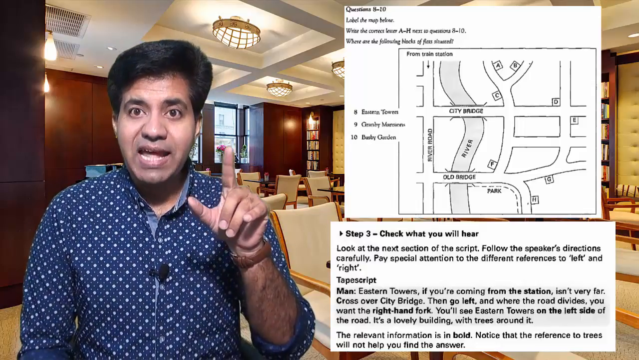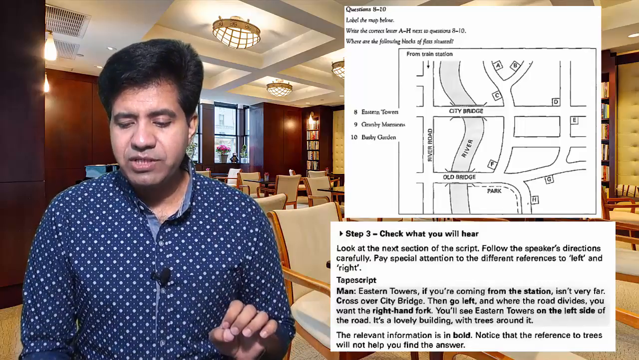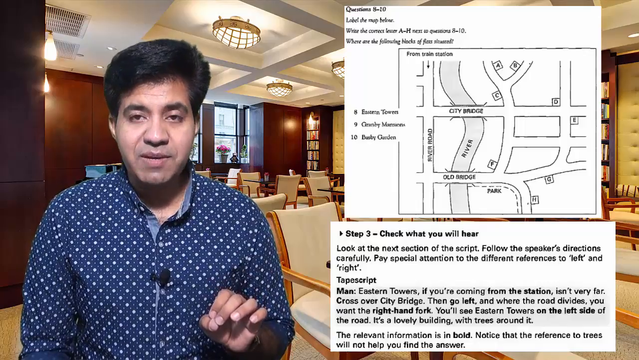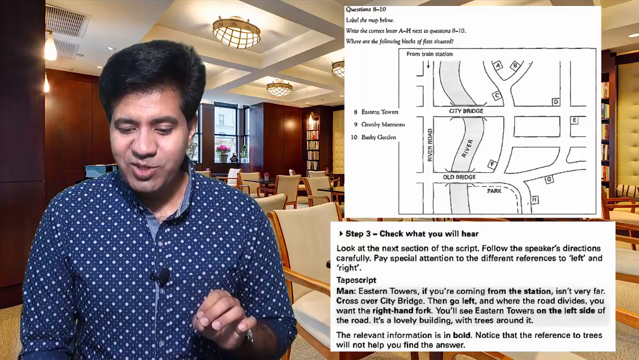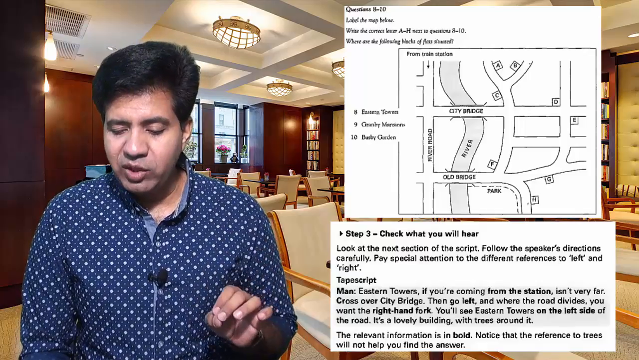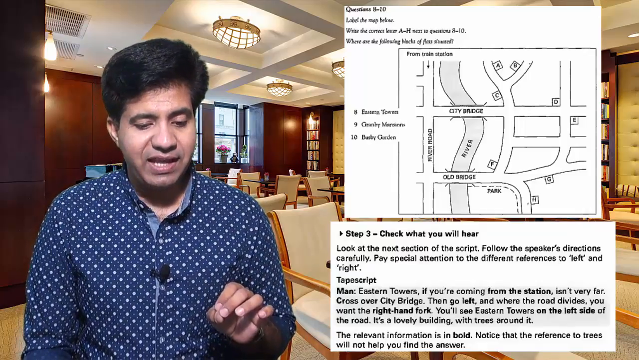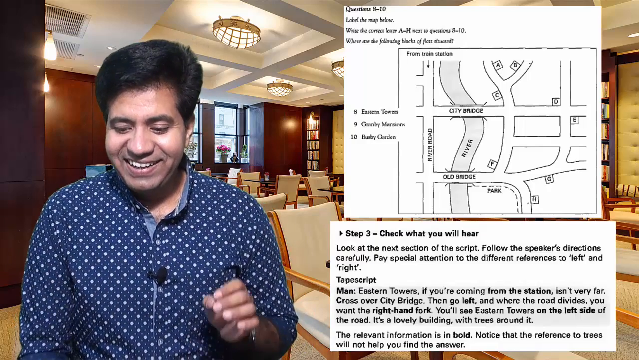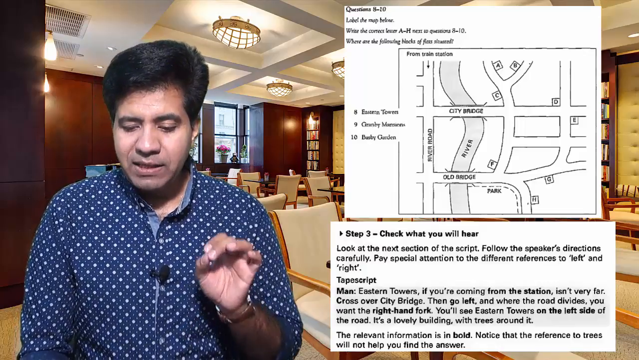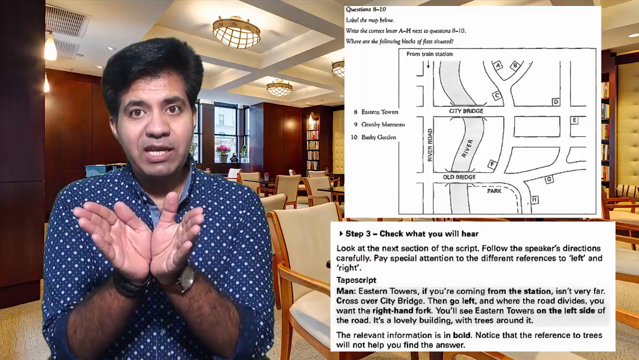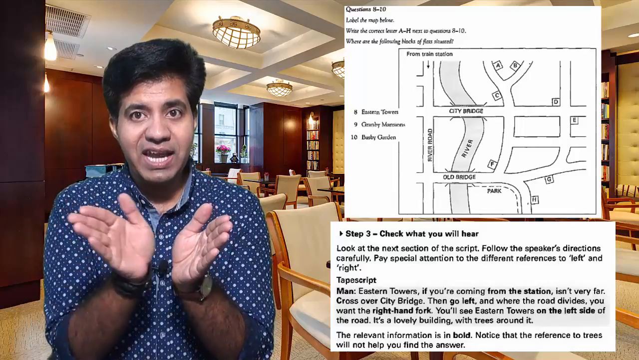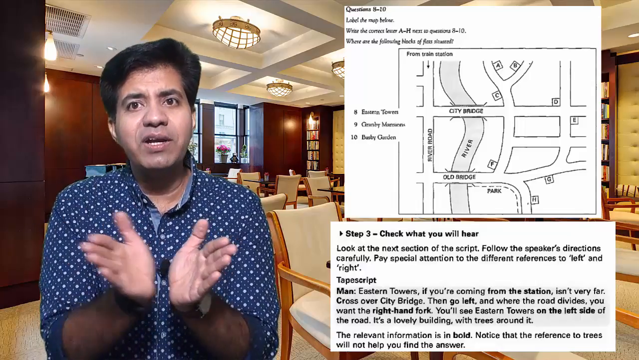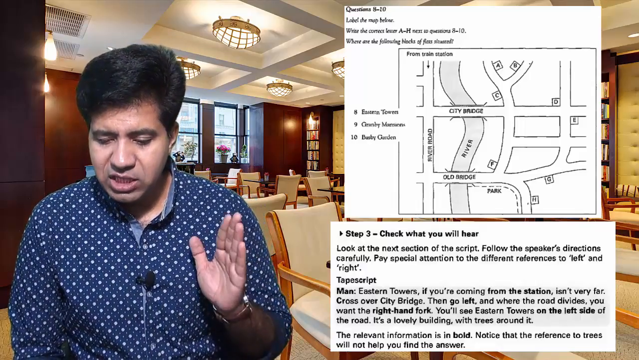From the train station, that is the starting point. Eastern Towers, if you're coming from the station, isn't very far. Cross over City Bridge, then go left and where the road divides. Okay, easy, huh? Where the road divides, you want the right hand fork. It becomes like a fork. Okay, you need to understand. Even if you don't understand fork, right hand you understand, right? You want the right hand fork.